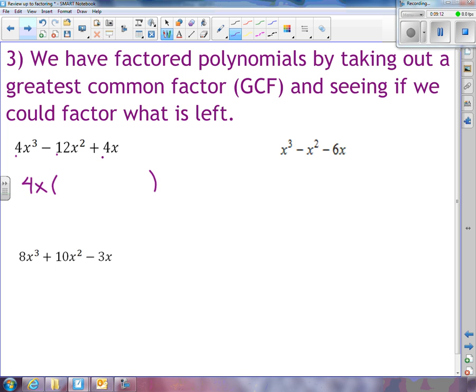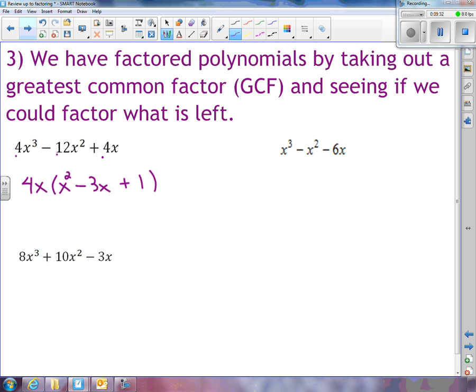If I take a 4x out of the first term, I'm left with just x squared. Remember, when you're factoring, you're really dividing. 4x cubed divided by 4x is x squared. Now, if I take a 4x out of this term, I'm left with 3x. And if I take a 4x out of that term, I'm left with nothing. But when you're dividing, you're left with 1.